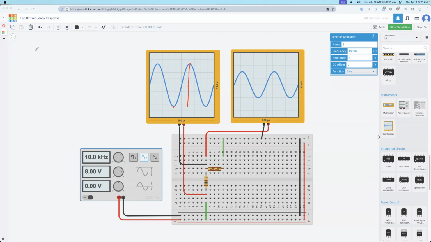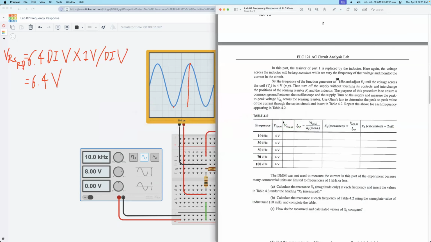So totally 6.4 divisions. So this is VRS, peak to peak value. The setting is also 10 volts in vertical, so this means it's 1 volt per division. Then times 1 volt per division, the peak to peak value, so we know it's 6.4 volt. Okay, so go to the handout. So we can write down here. So this is 6.4 volt.